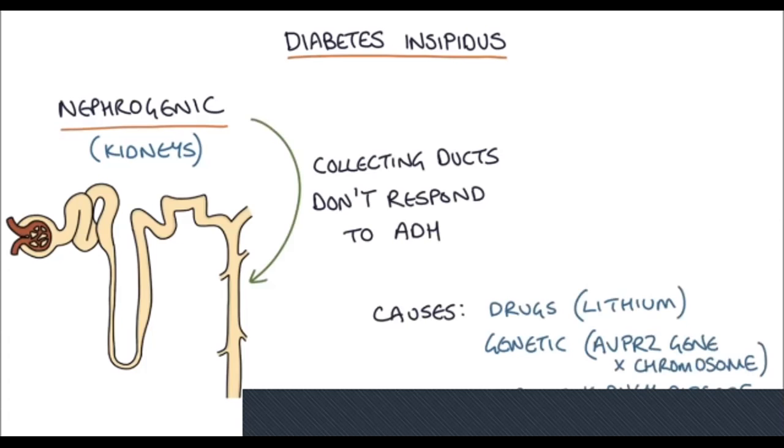Intrinsic kidney disease, so really any chronic kidney disease that's affecting the internal functioning of the kidneys, can lead to nephrogenic diabetes insipidus. And electrolyte imbalances can also be a cause, particularly hypokalemia, or a low potassium, and hypercalcemia, or a high calcium.